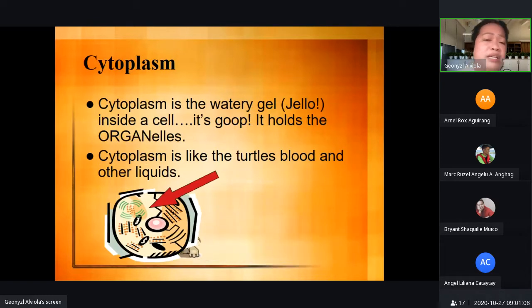Cytoplasm. Cytoplasm is the watery, gel or jelly-like substance, and this is the area where the organelles are situated. Transport and exchange of organic compounds happen in this area. And it also participates in the division of the cell.